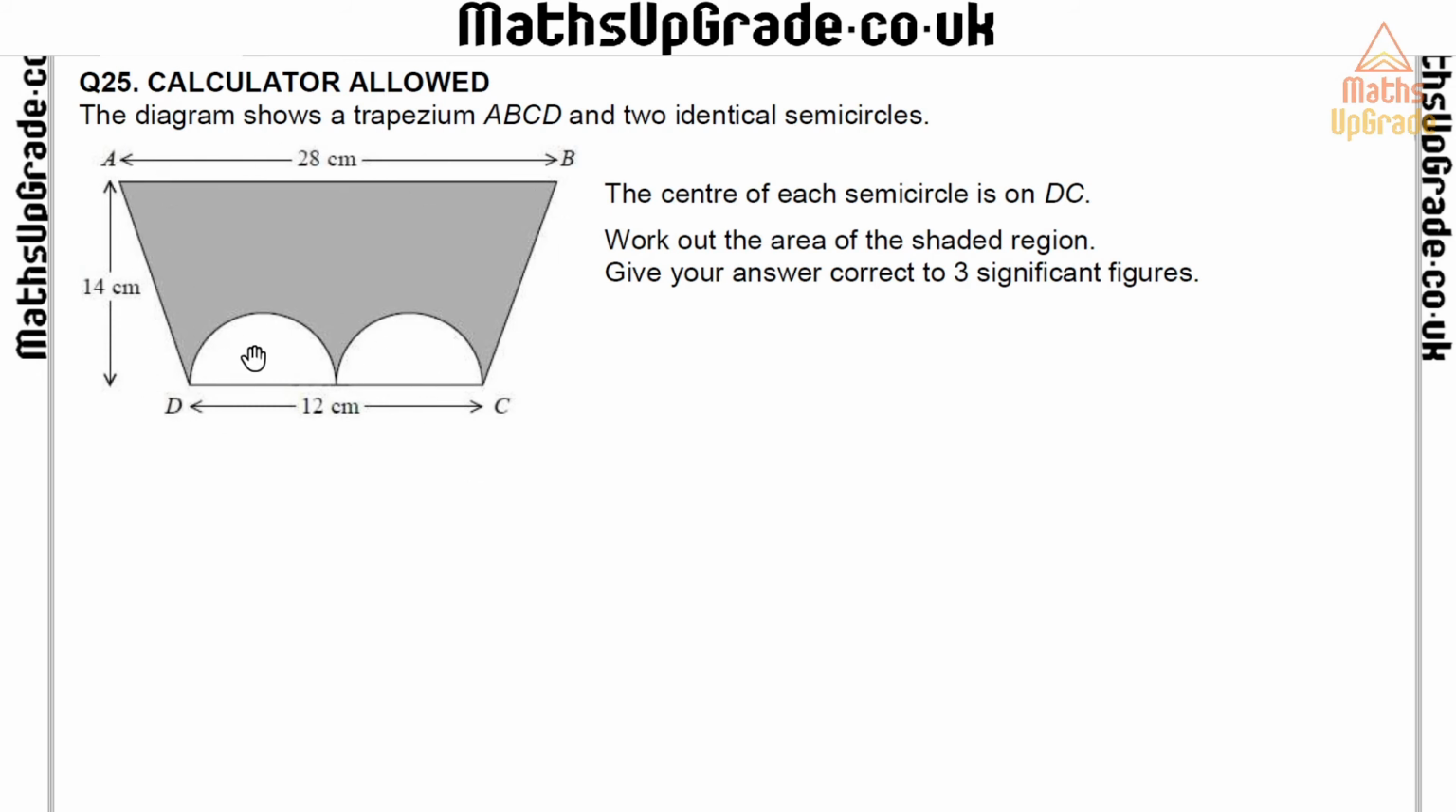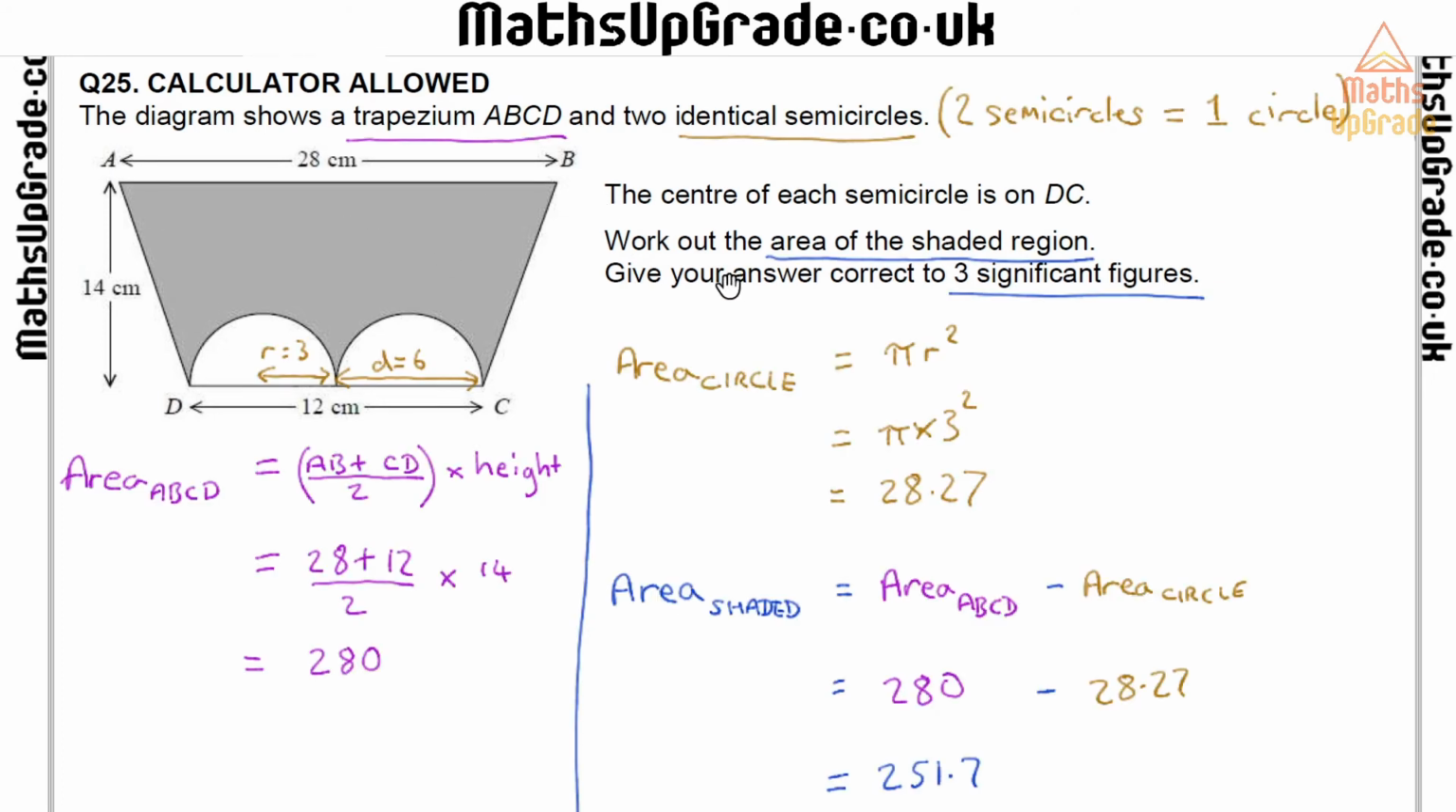Then I'm going to find the area of these 2 semicircles, and then I'm going to subtract those 2 values to give me the shaded region. Let's underline the key information. There it is. I'm also noting that 2 identical semicircles is actually 1 circle, so I'll use that later on. Let's first of all find the area of this trapezium.